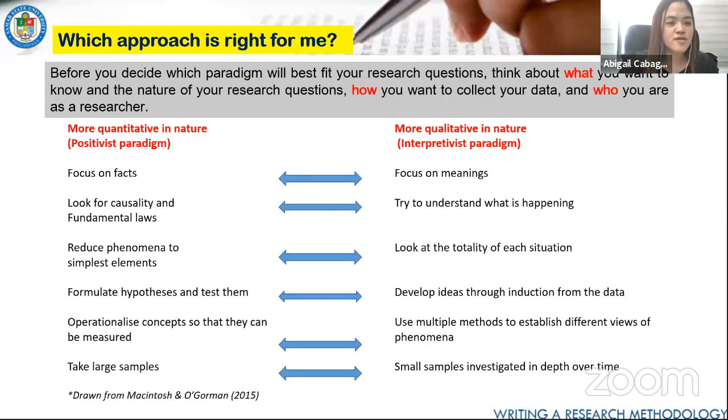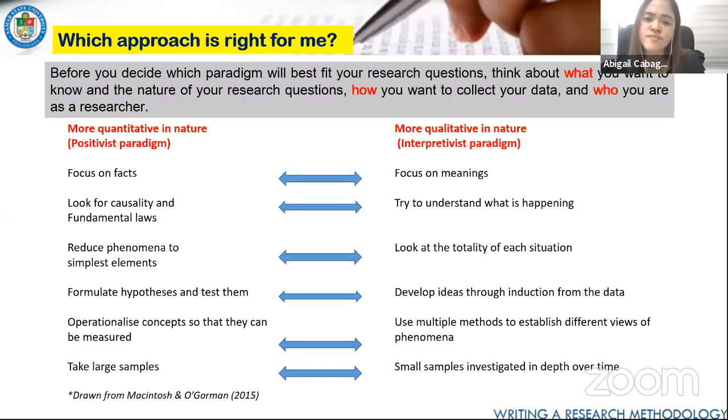Okay, so let's look at the positivist paradigm. The positivist paradigm is quantitative in nature. Basically, it focuses on facts and looks for causality and fundamental laws. It reduces phenomena to simplest elements. It also formulates hypotheses and tests them. It operationalizes concepts so they can be measured, and it takes large samples.